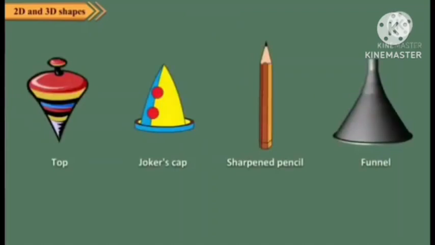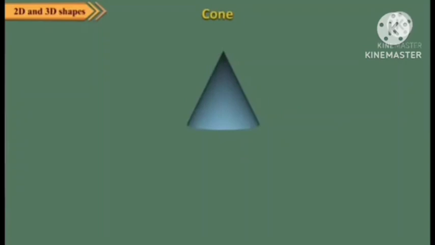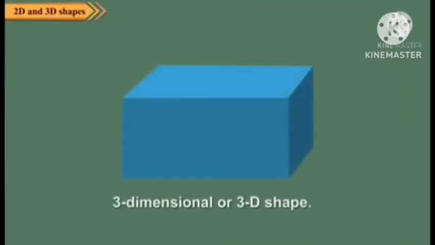Children, now look at these familiar objects. All these objects have the shape of a cone. A cone has 1 vertex and 1 curved edge. It has 2 faces, 1 curved face and 1 flat face. All solid figures have 3 different views: top view, front view, and side view.